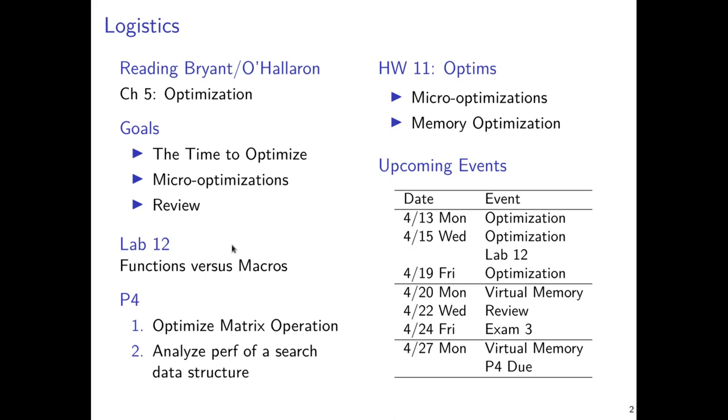These will have some application, all of these optimizations, in Project 4. And again, the idea there is to be optimizing a matrix operation of some kind, and also creating a benchmark that will analyze the performance of certain functions and report on those.